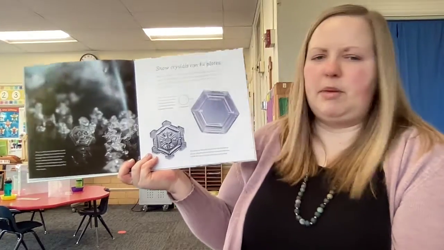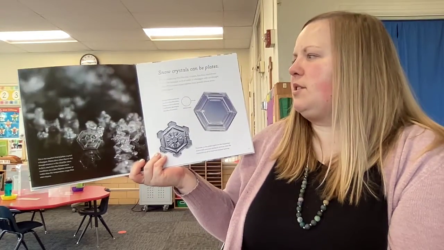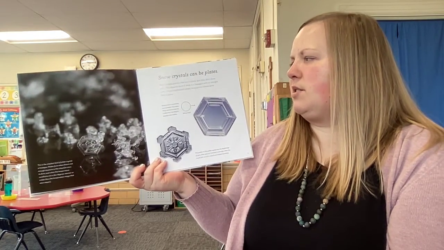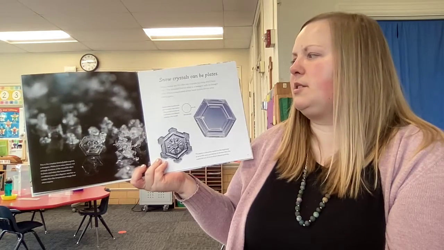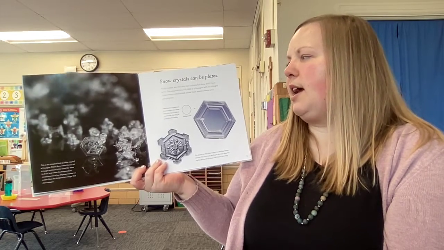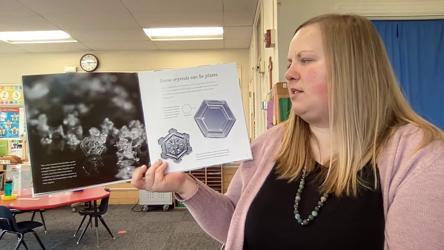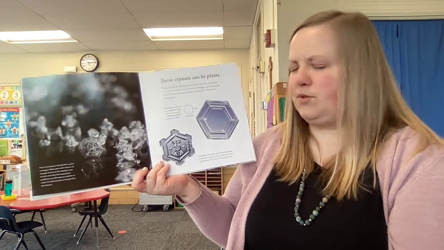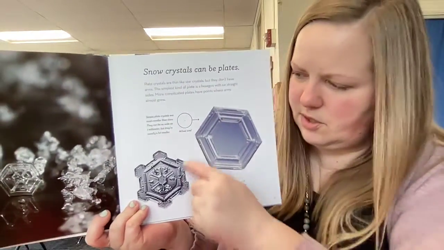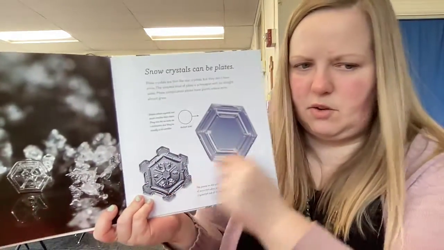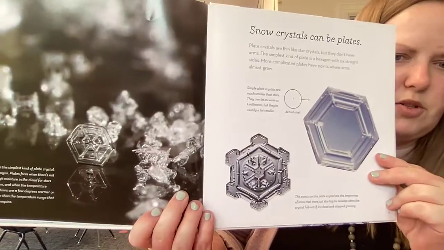Snow crystals can be plates. Plate crystals are thin, like star crystals, but they don't have arms. The simplest kind of plate is a hexagon with 6 straight sides. More complicated plates have points where arms almost grew. So here's just the plate snowflake. There's a cool picture of one.